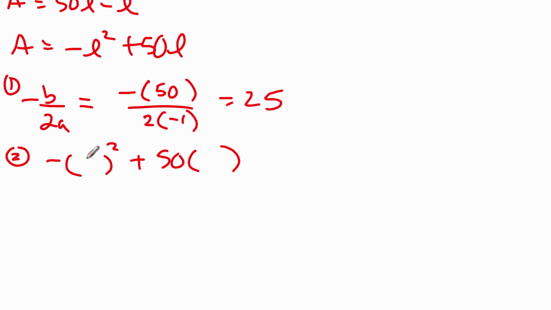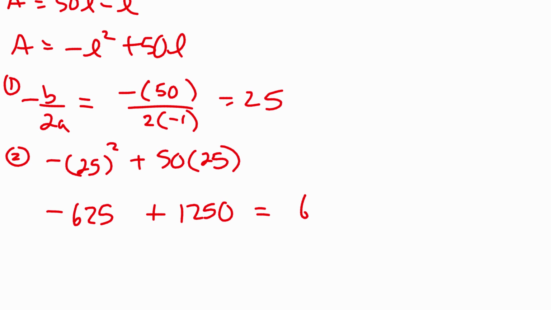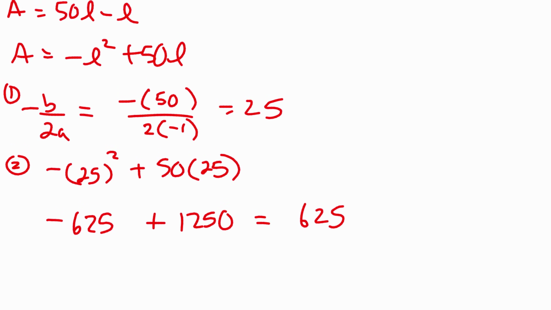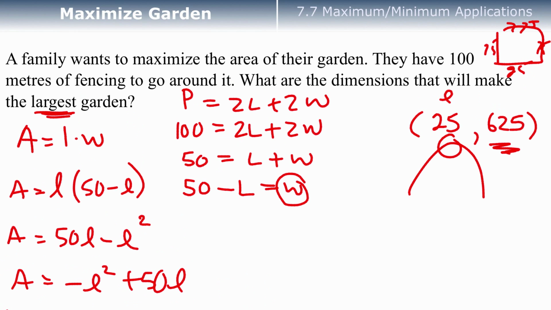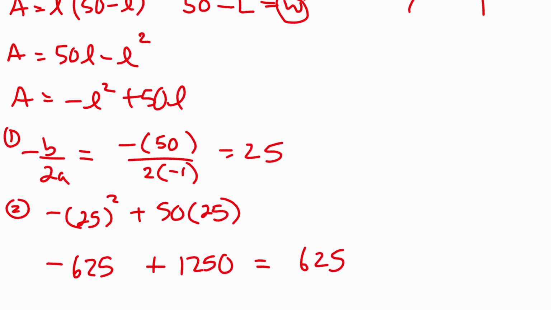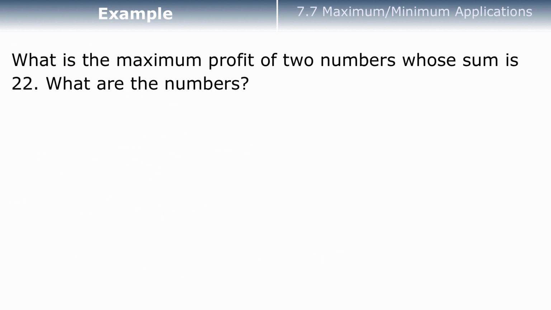Okay, so let's plug 25 in right here. 25 and 25. So 25 squared is 625, so it'll be negative 625 plus 50 times 25, I think is 1250. And if I add those together or subtract them, whatever, it comes out to 625. So the area of the garden will be 625 square, whatever, meters, feet, whatever we have there. Meters.